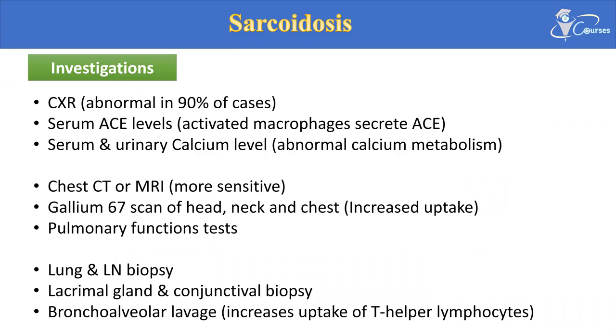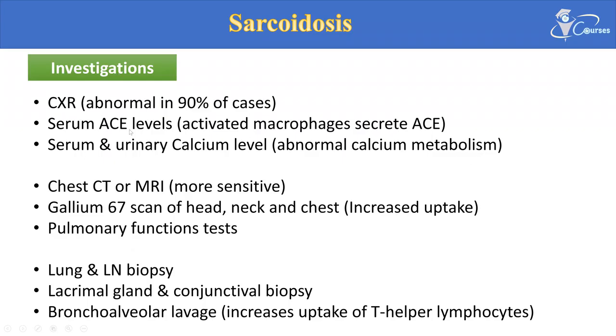We escalate the investigations depending on the case and depending on the clinical suspicion. So we classify the investigations into 3 triads, based on the invasiveness. The least invasive, and maybe the least accurate, will be the first triad, like chest X-ray. In chest X-ray, it will be abnormal in 90% of cases. Also, we measure the serum angiotensin converting enzyme levels, because activated macrophages with sarcoidosis tend to secrete angiotensin converting enzyme. Also measuring the serum and urinary calcium level. So those patients tend to have abnormal high calcium, abnormal calcium metabolism.